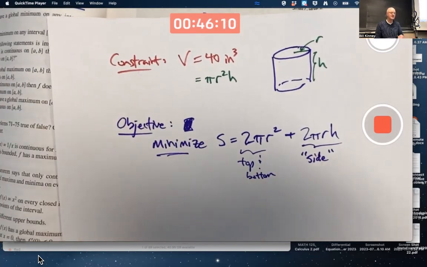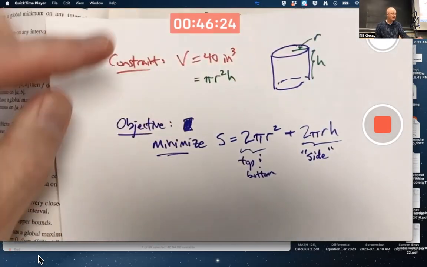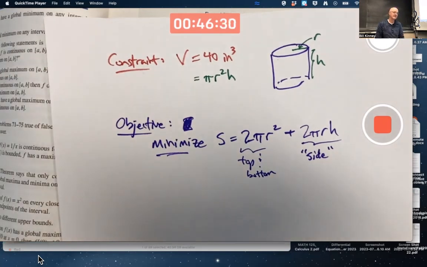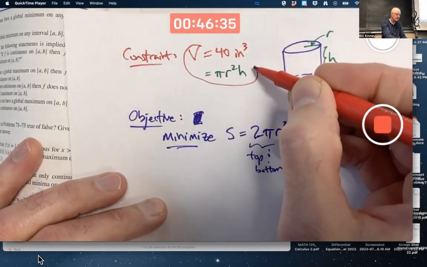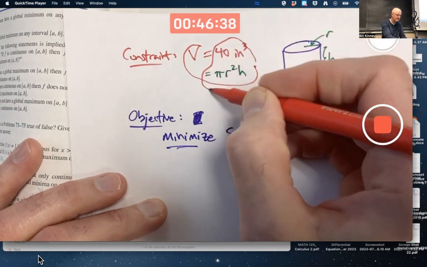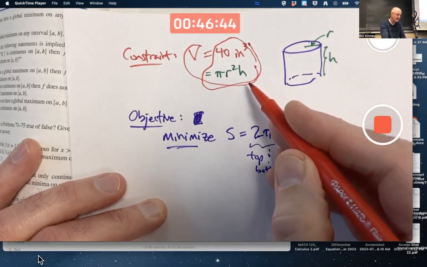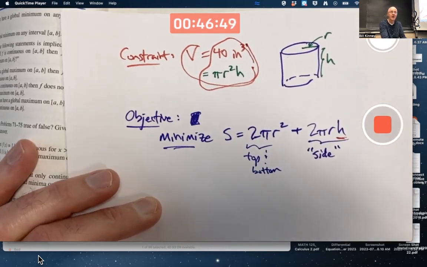Now you look at the formula for S, you say, I've got an r and an h there. That's a function of two variables. Do I need multivariable calculus? Well, if we weren't thinking about a constraint, we might. But because we're thinking about a constraint, we can use single variable calculus. We can use the constraint equation to solve, for example, for h in terms of r and substitute that in right there and get something that only depends on r.